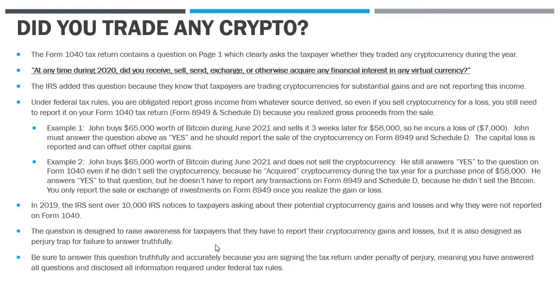And so the perjury trap there is designed to kind of get you twice, right? If you traded in crypto and you answered no, and then you also failed to report it on your tax return, they can argue that, well, look, you signed this tax return under penalty of perjury. You didn't answer everything correctly. You didn't report all your income, so you're in real trouble right now, right? It's a criminal offense to file a false tax return. So long answer short, be very careful with this question.